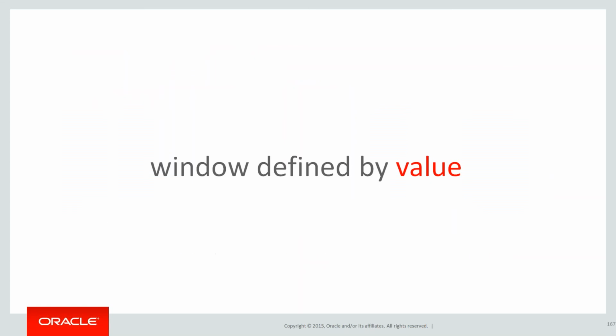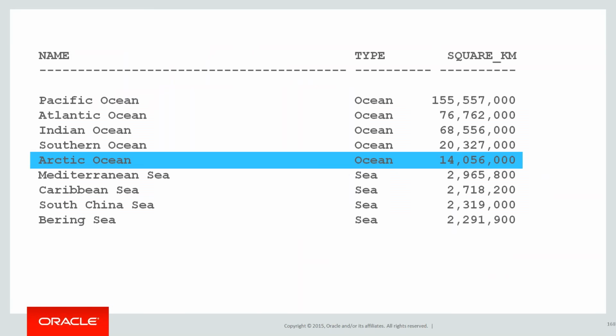The problem is often what we want to do is actually define a window by the data itself, not the number of rows in our table. So we might say, I'm on the Arctic Ocean. I want a window that is defined by 20 million square kilometres either side. So I want to go up to a maximum of, say, 34 million square kilometres, down to 0 because 14 is less than 20. So this is what I want to cover.